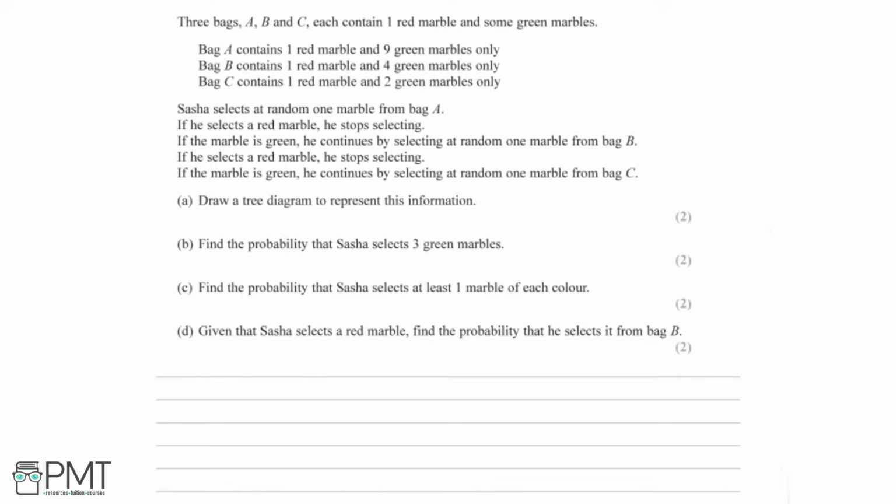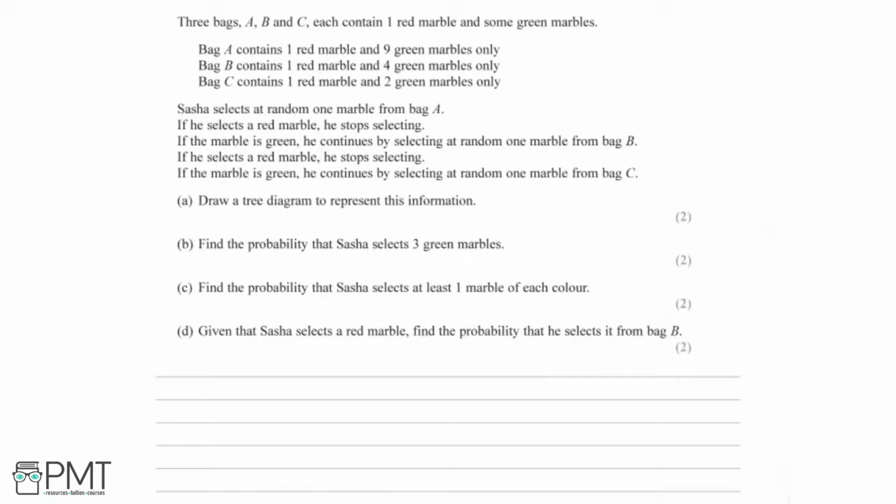Sasha selects at random 1 marble from bag A. If he selects a red marble, he stops selecting. If the marble is green, he continues by selecting at random 1 marble from bag B. If he selects a red marble, again, he stops selecting. If the marble is green, he continues by selecting random 1 marble from bag C.